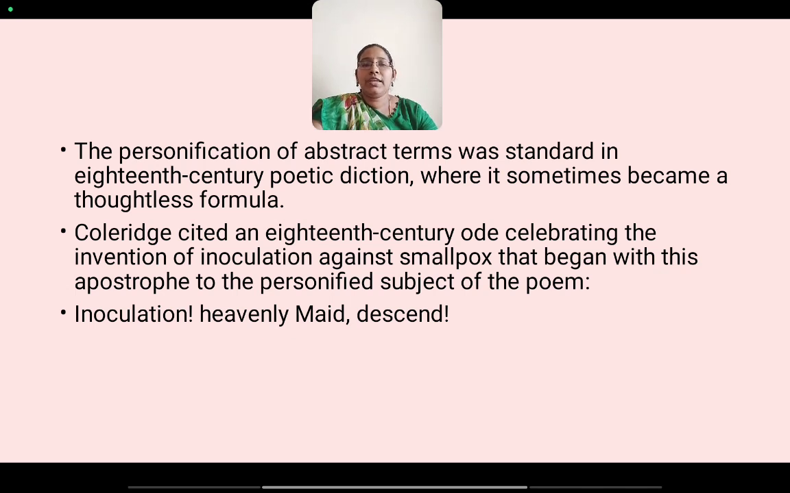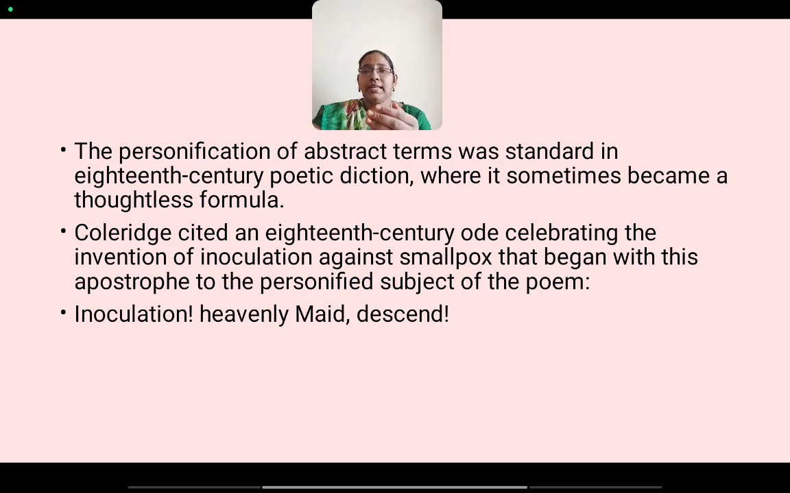So the personification of abstract terms like kindness and death, which was very common or standard in 18th century poetic diction, sometimes became a thoughtless formula for writers and poets. Whenever they wrote a poem, they made sure they had at least 2 or 3 personifications in there. So it became a formulaic manner.